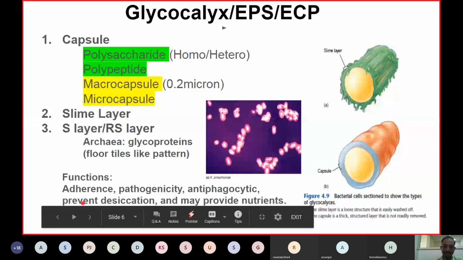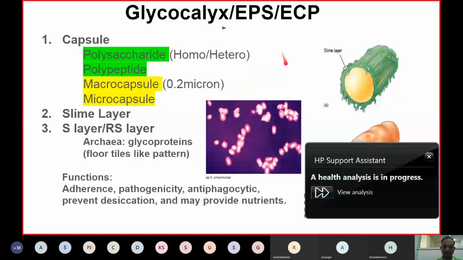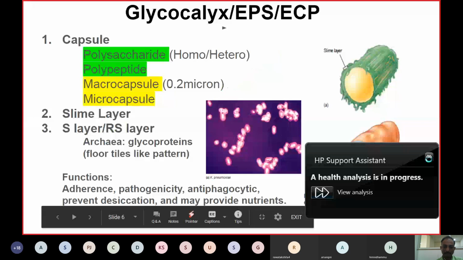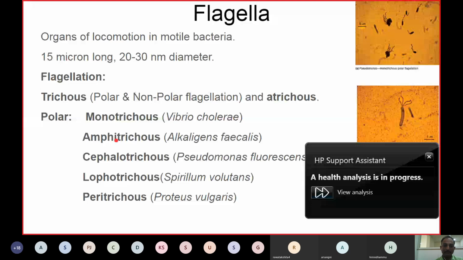Coming to the next slide. The next is the appendages which are present outside the bacterial cell wall. The very common one is flagella, right? So flagella is the organ of locomotion in motile bacteria. In motile bacteria, the organ which helps in locomotion is flagella.